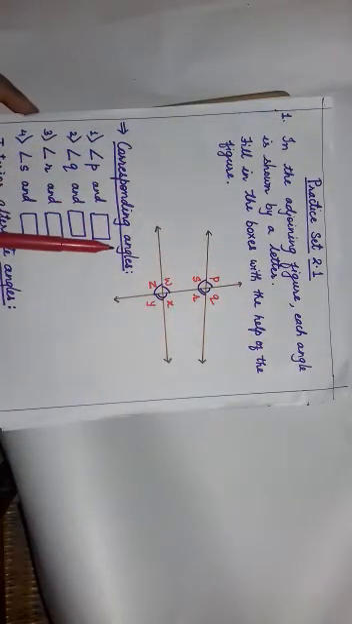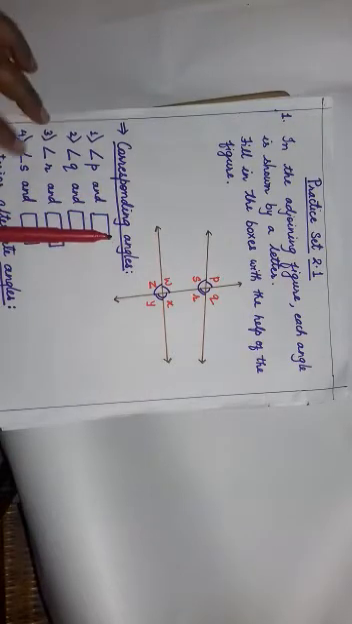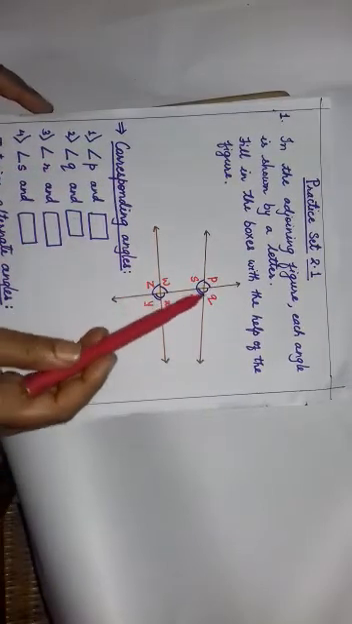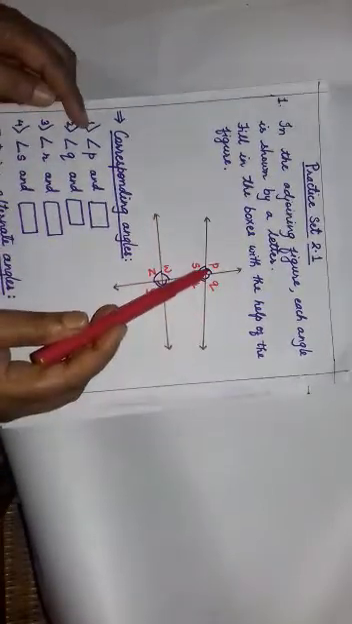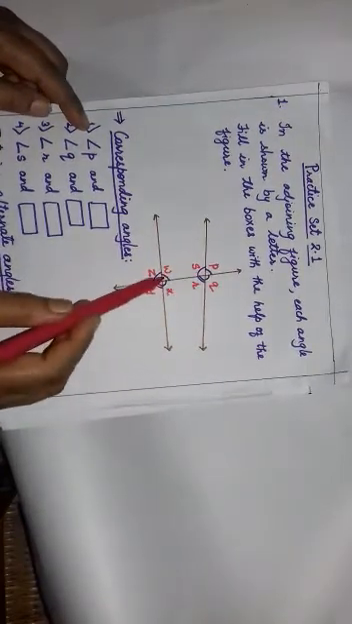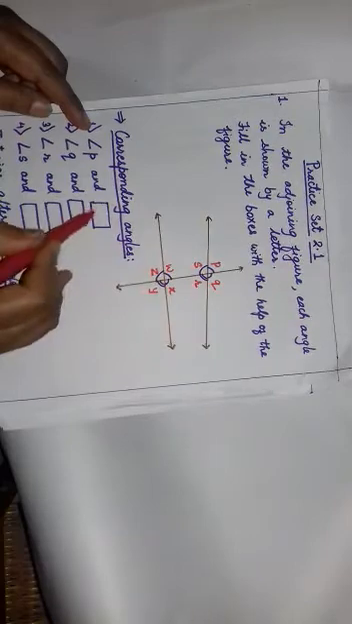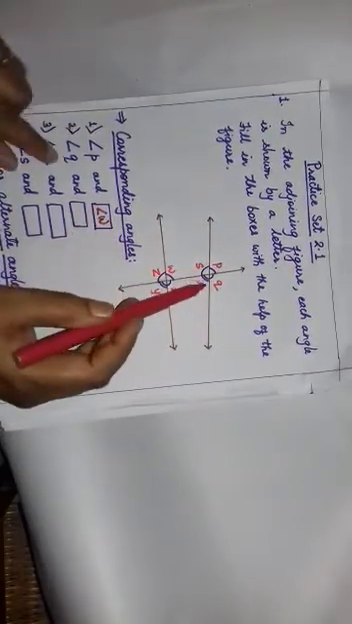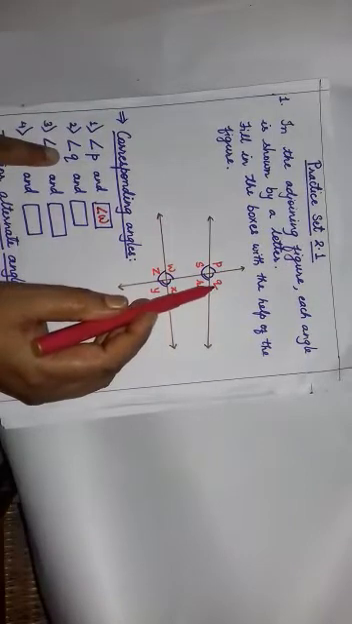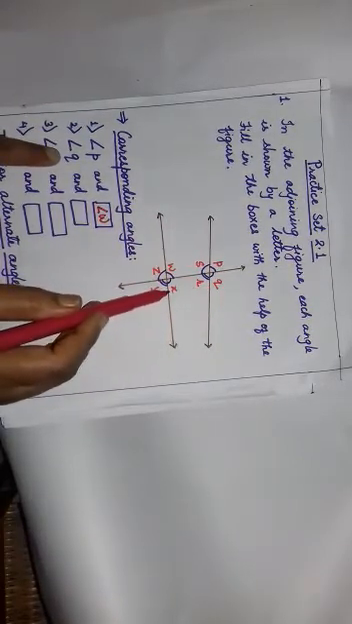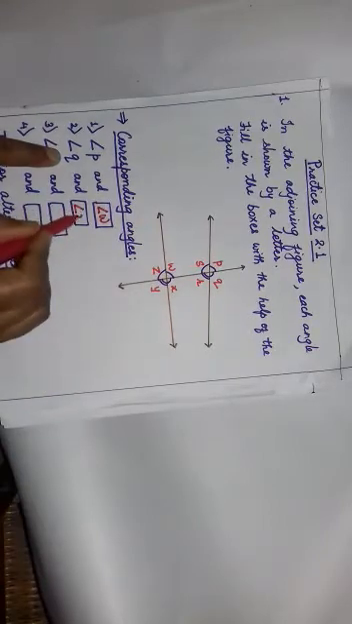Now first is corresponding angles. You know children, there are 4 pairs of corresponding angles we have already seen. Now in the figure, which is the pair of angle P? P's pair is angle W. So here in the box what we will write? Angle W. And what is the corresponding pair of angle Q? Angle Q corresponding pair is angle X.